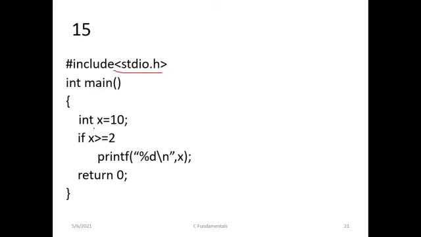Next, x is 10. If x greater than or equal to 2, then printf. Correct. So we may expect 10 to be printed. But there is a small mistake over here. What is that? The brackets are missing here. So you will be getting an error message that the if statement is missing bracket in function main. So this will not give an output, you will get an error.